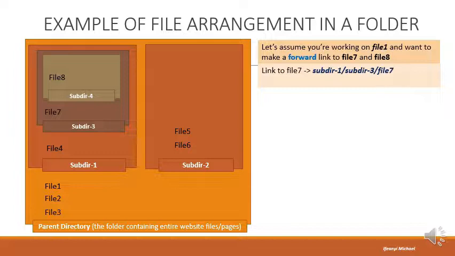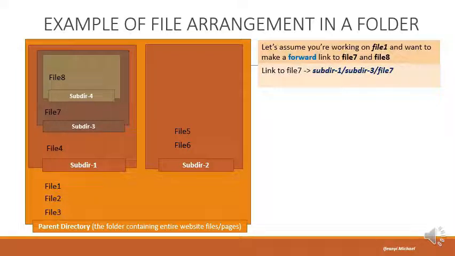It simply means we are going to reference subdirectory 1, because the file 7 we are looking for is inside subdirectory 1, but not directly inside subdirectory 1. If you enter subdirectory 1, you won't see file 7 there. You need to still move into subdirectory 3 before you see file 7. So for this reason, we are referencing subdirectory 1 / subdirectory 3 / file 7.